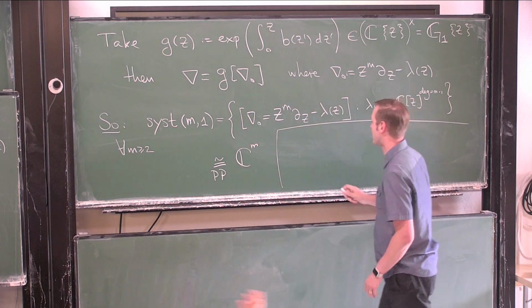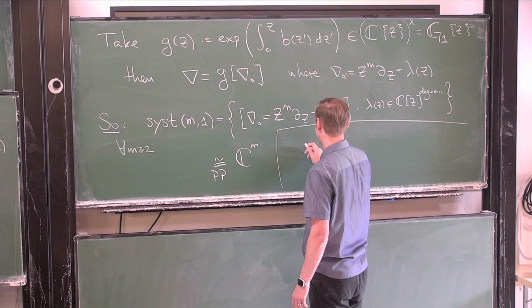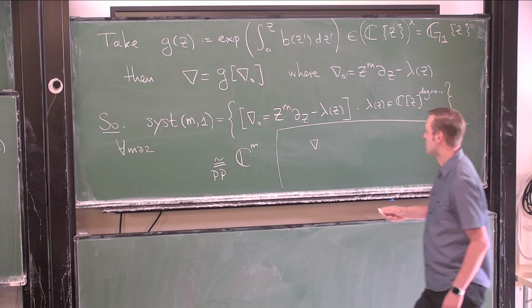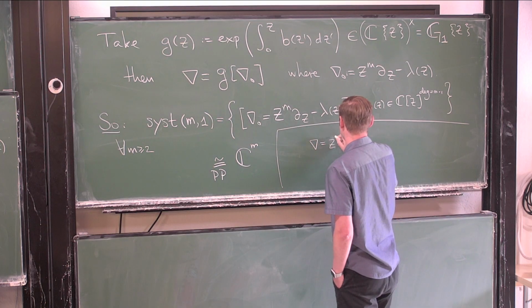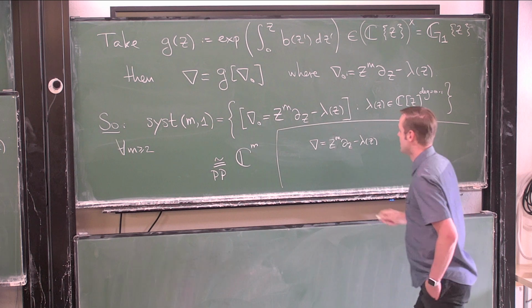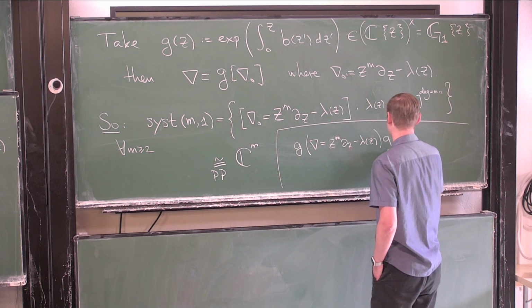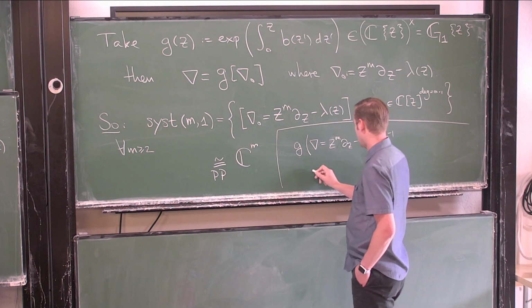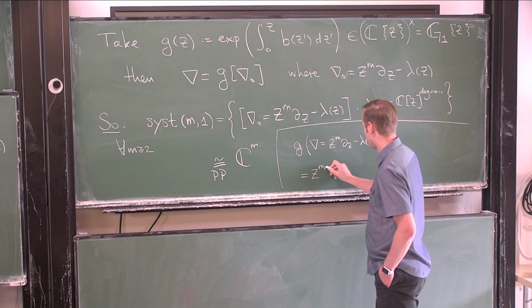Let's just do a simple calculation. If I have my system, nabla, which looks like z to the m del z minus lambda of z, suppose I now conjugate it by a gauge transformation, G inverse. So what am I going to get? The differential operator will pop out as usual.